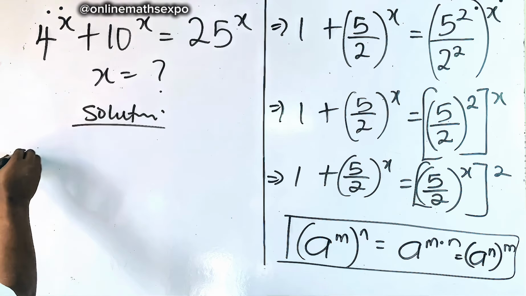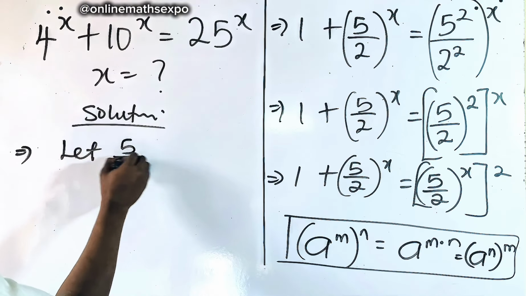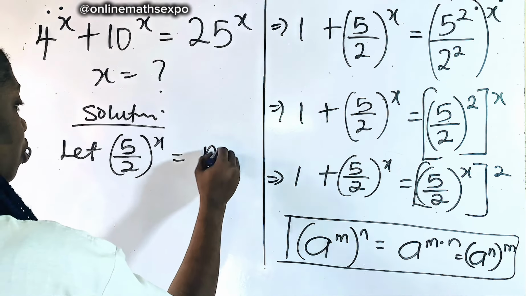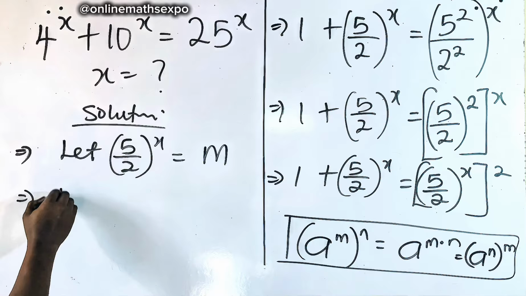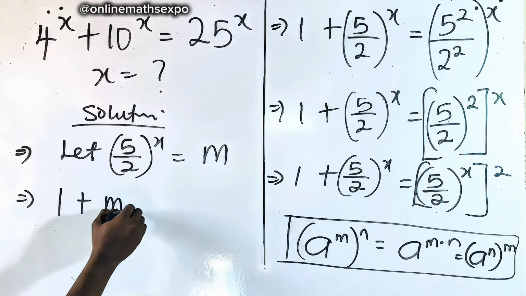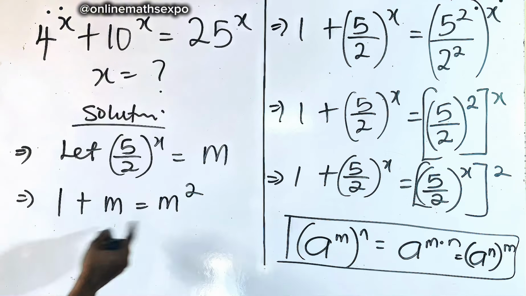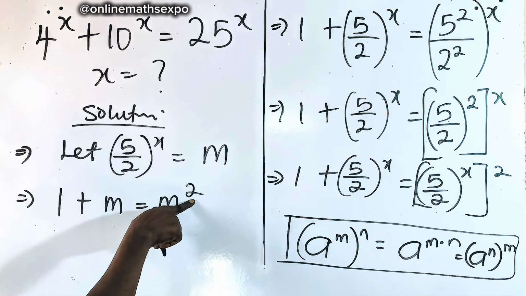So this now gives us, we now say let 5 on 2 to the x power be equal to, let's use m. So we are going to have from here, we now have 1 plus m is equal to m squared. And in that case, you see that this is leading to a quadratic equation because the highest power of m is 2.